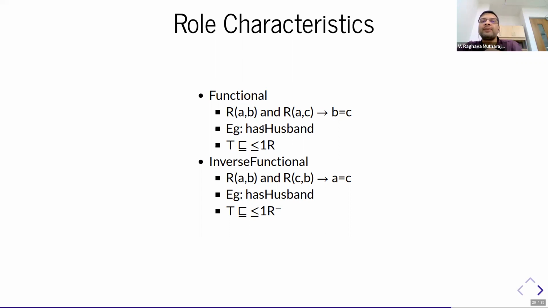So for example, has husband. If A has husband B and A has husband C, and if we say that has husband is functional, that means a person can have only one husband, then we can say that B and C are same. That means they are alias names of each other. So for example, A has husband John and A has husband Jim, and if has husband is functional, then John is same as Jim. That's what you can infer. And this is the description logic equivalent.